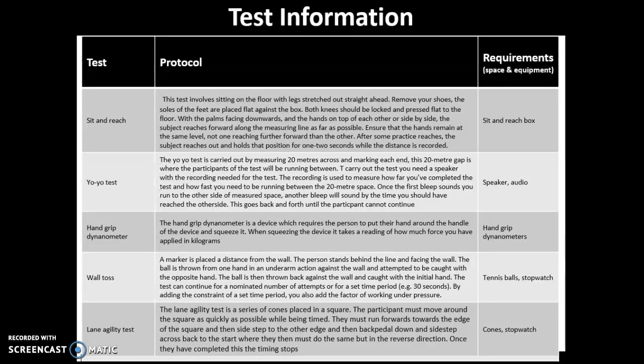So for this, you need a speaker and audio. You need to measure out 20 metres as well, so some sort of tape measure or something along those lines. Hand grip dynamometer. A dynamometer is a device which requires the person to put their hand around the handle of the device and squeeze it. When squeezing the device, it takes a reading of how much force you have applied in kilograms. So obviously for this test, you need a hand grip dynamometer.